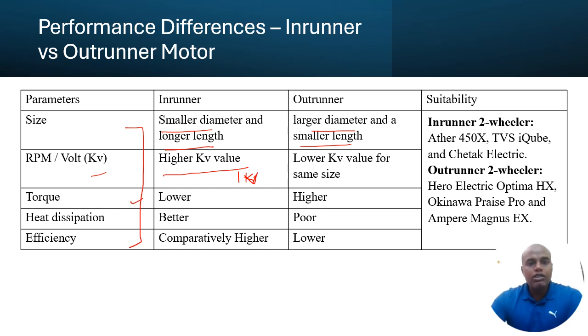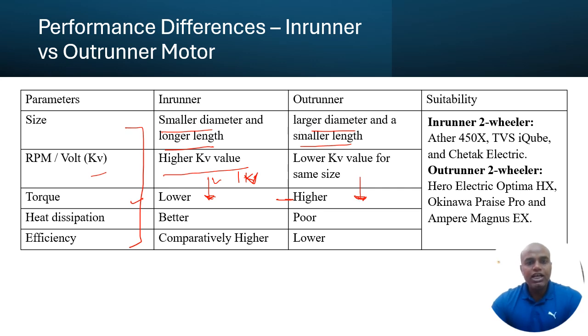Whereas in terms of torque, the in-runner motor has lower torque as compared to my out-runner motor. Looking at the characteristics of the BLDC motor, if I increase the speed, the torque gets reduced. The same thing relates here: the in-runner motor has more speed for the same size, so it has lower torque, while the out-runner motor has lower speed for the same size, but provides higher torque.